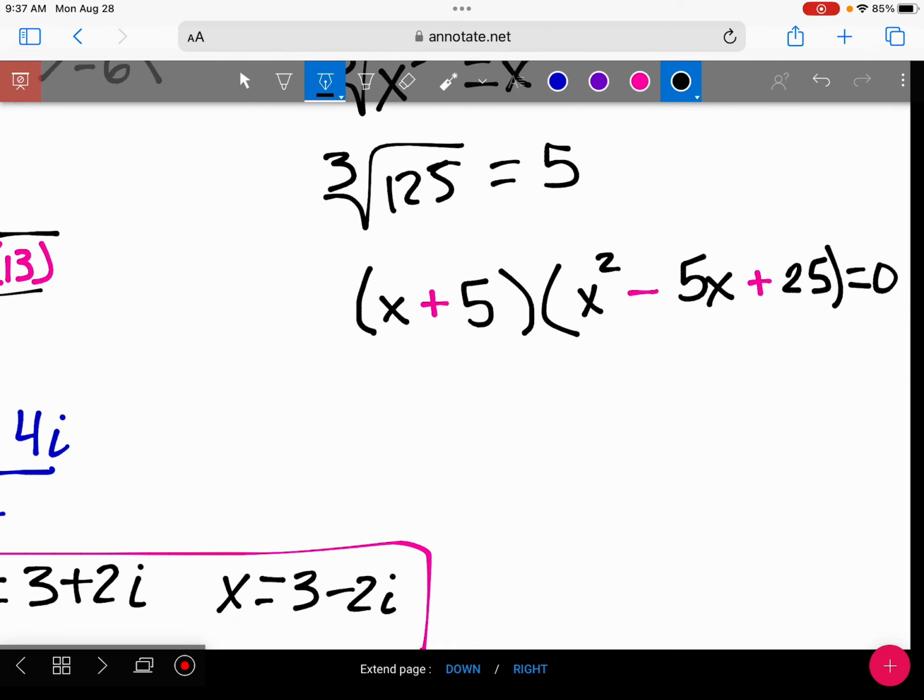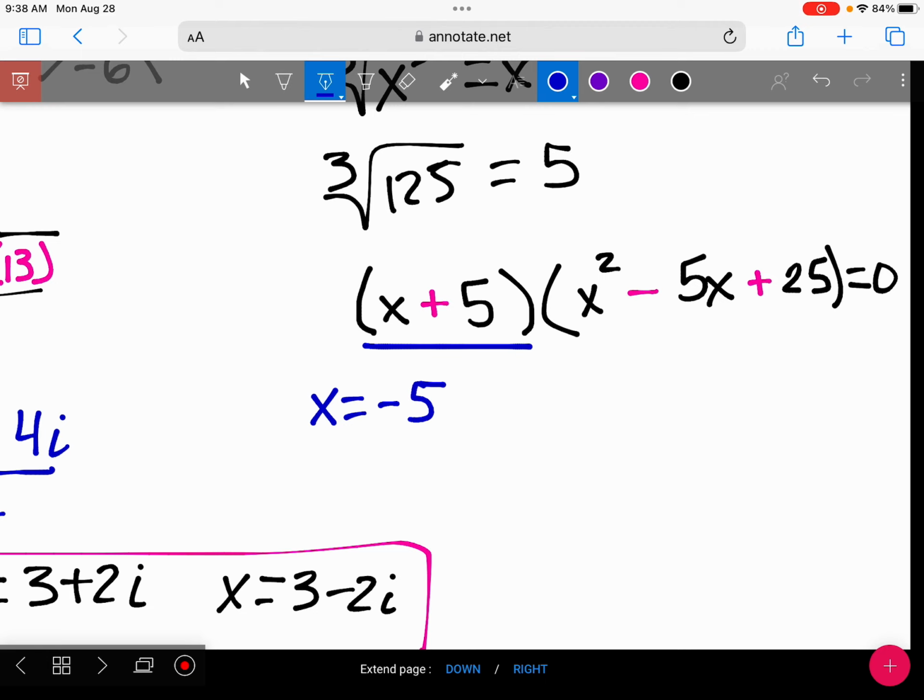All right, so let's find some solutions here. What's the solution on this one? What's my 0? X equals negative 5. Sweet, we love that one. Doesn't hurt. Easy to do. Because x plus 5 equals 0. Cool, cool, cool. So let's look at this guy.